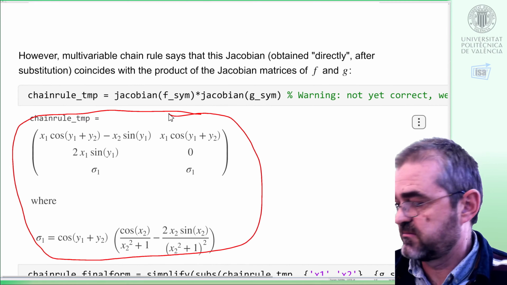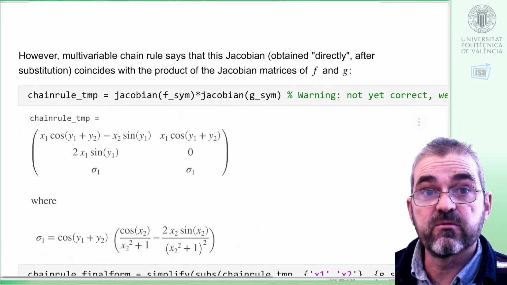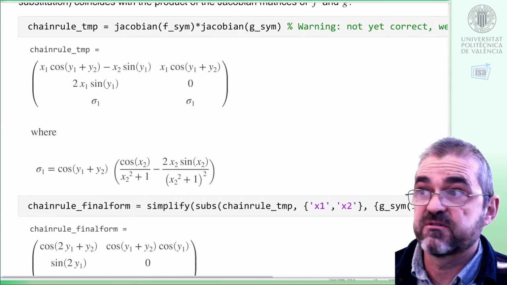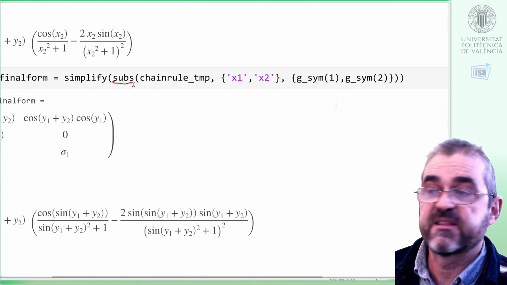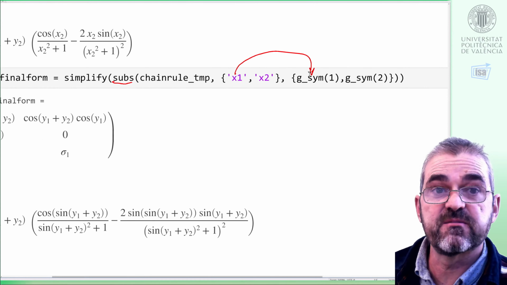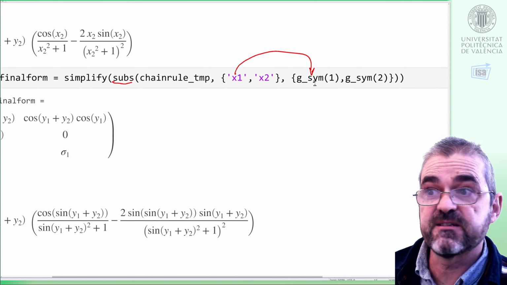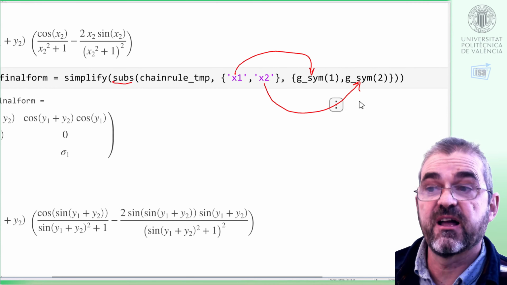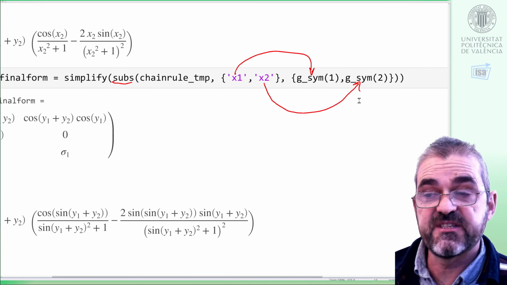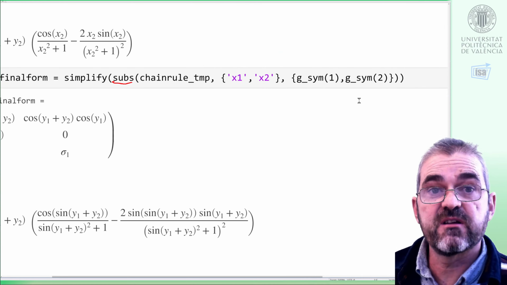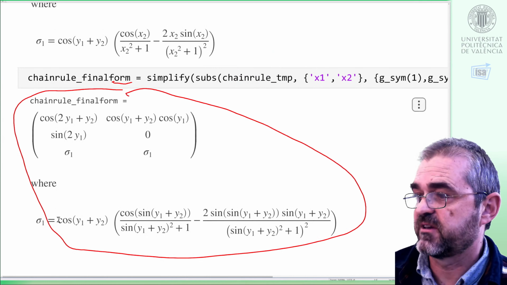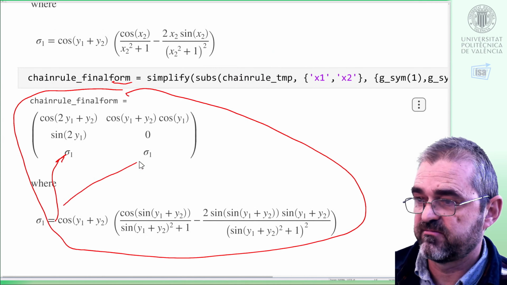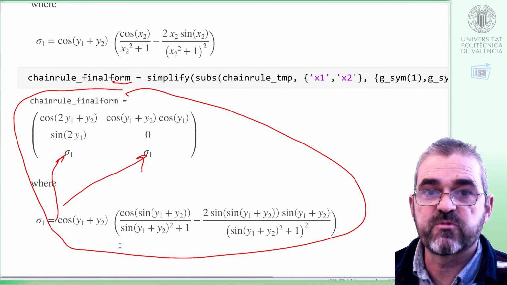That should not happen. Indeed, to finish the chain rule computations, the inputs of f are actually the outputs of g. So, with command subs, I substitute, and when I see x1, I replace it by the first output of g, and when I see x2, I replace it by the second output of g. Then we have applied chain rule correctly, and this chain rule final form, with this sigma 1, actually amounts to this horrible expression.